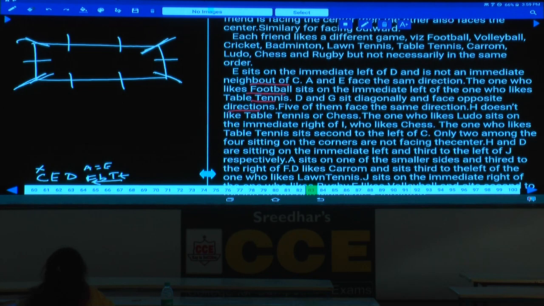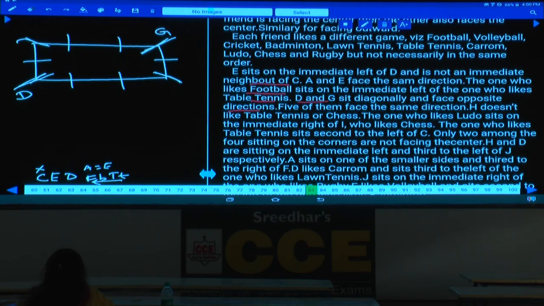As D and G are diagonally opposite to each other, if you take D at this place, G will be here, or vice versa. And in the second case, if you take D at this place, G will be here, that will be vice versa. Clear now? Hence, as of now, we can arrange D and G because these two persons are diagonally opposite to each other.